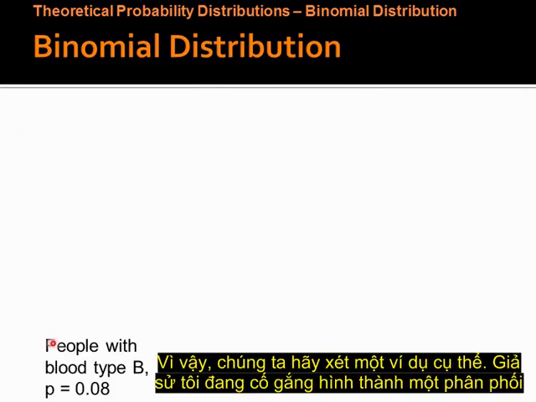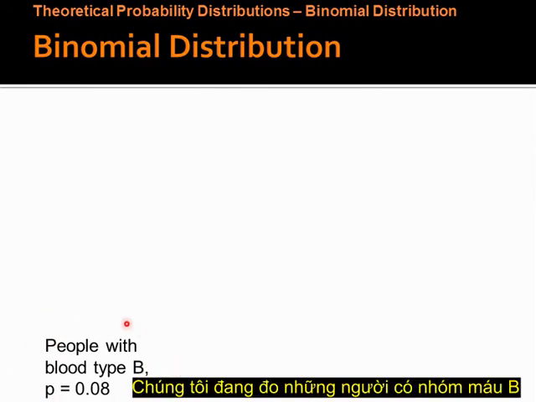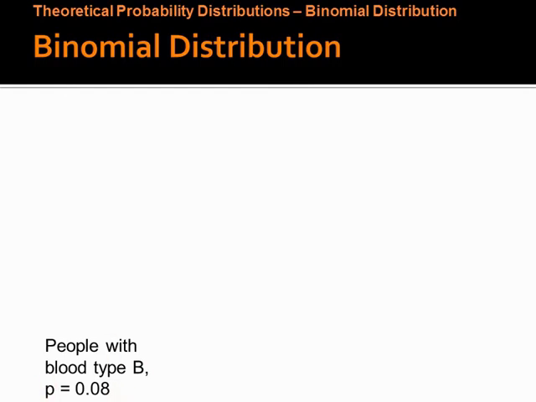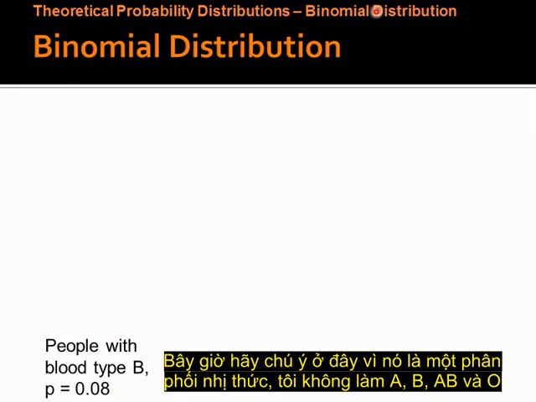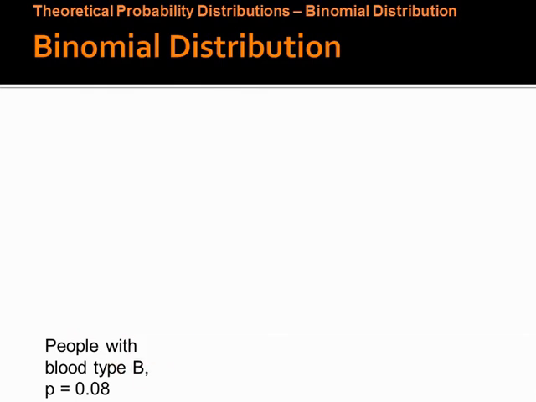So let's take a concrete example. Let's say I'm trying to formulate a distribution where I'm measuring people with blood type B, where the probability of B is 0.08. Now notice here, since it's a binomial distribution, I'm not doing A, B, and O. I'm just saying people with blood type B or not B. Alright, just 2 possible outcomes.